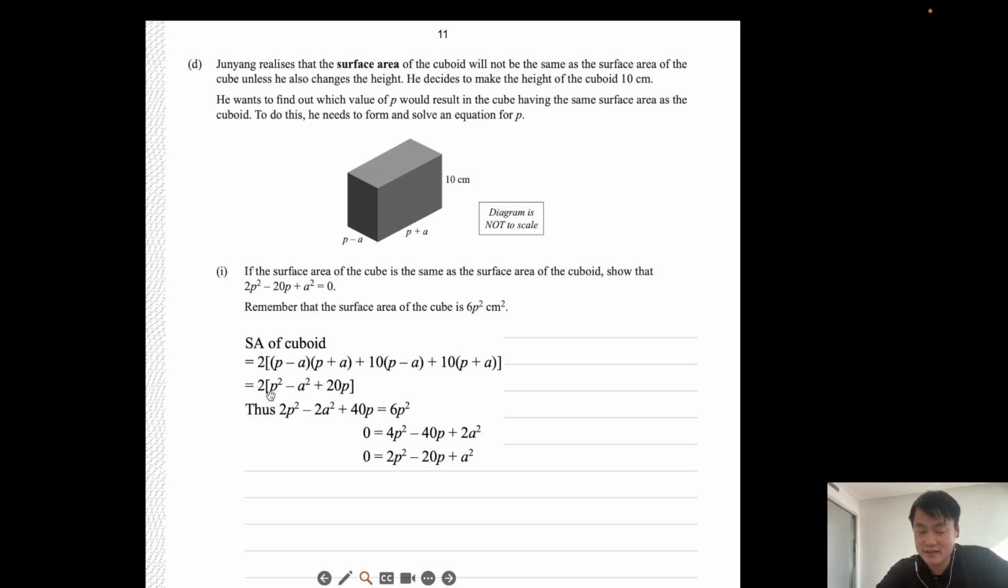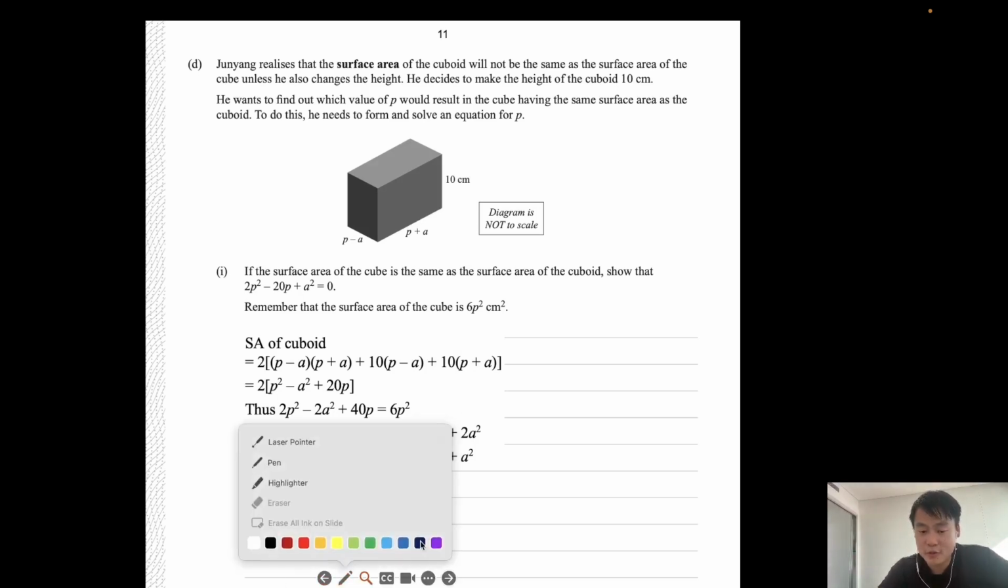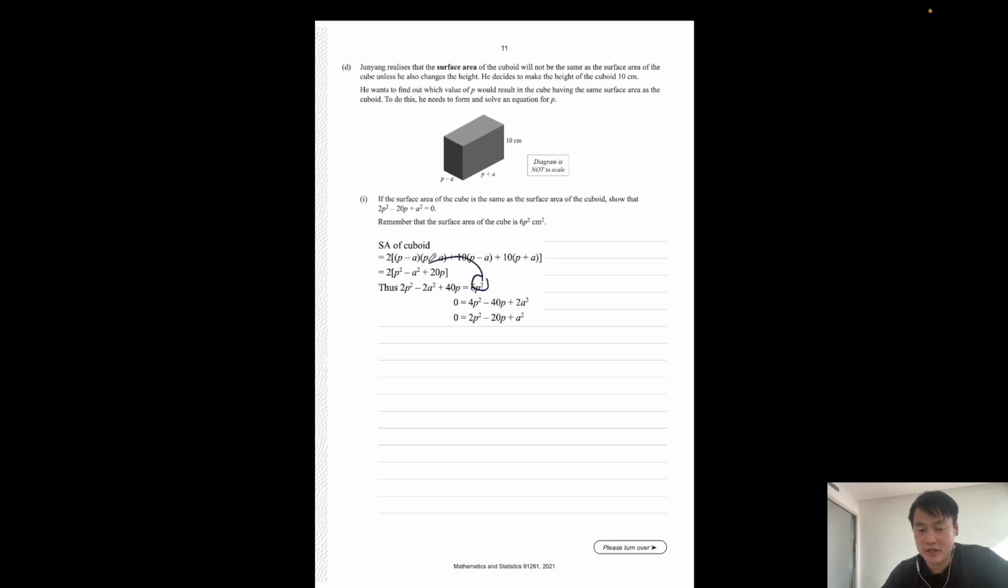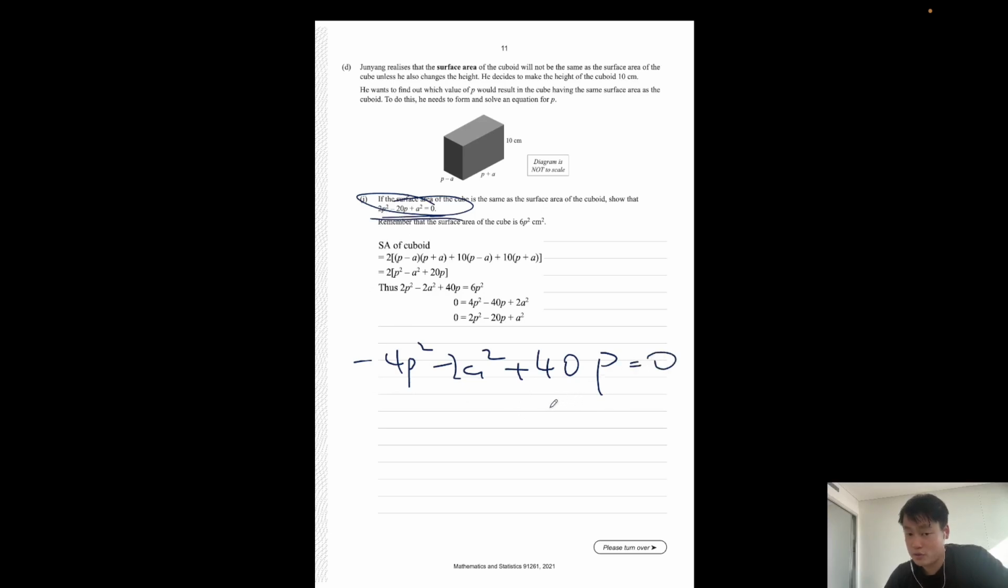And then the rest is just basic algebra, yes or no? Basic quadratics. Move the p squared to the other side. A lot of ways you can go about doing this. Even if you decided to move it this way, okay? You get negative 4p squared minus 2a squared plus 40p. How do you show it becomes this? Isn't that just, well, see everything over here is exactly 2 times smaller? You could probably just divide the whole thing by 2, couldn't you? Negative 2p squared minus a squared plus 20p equals 0.